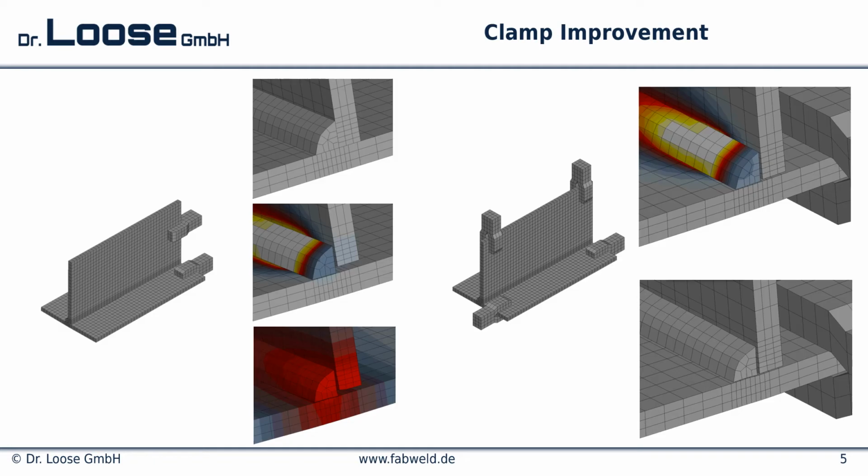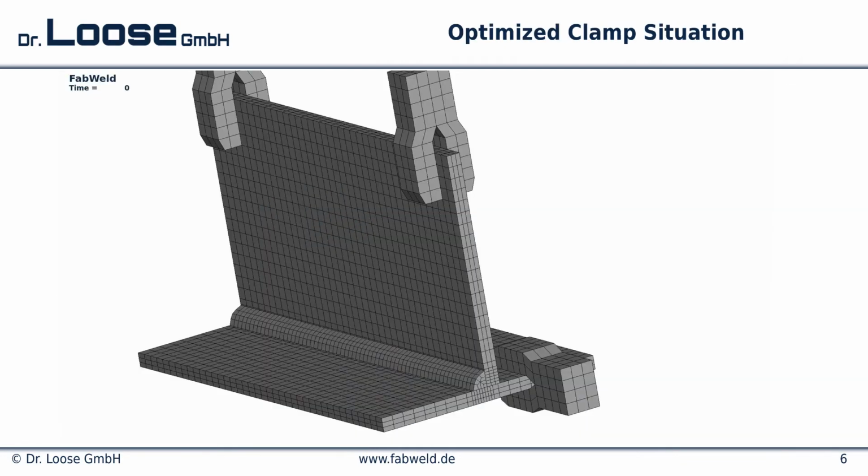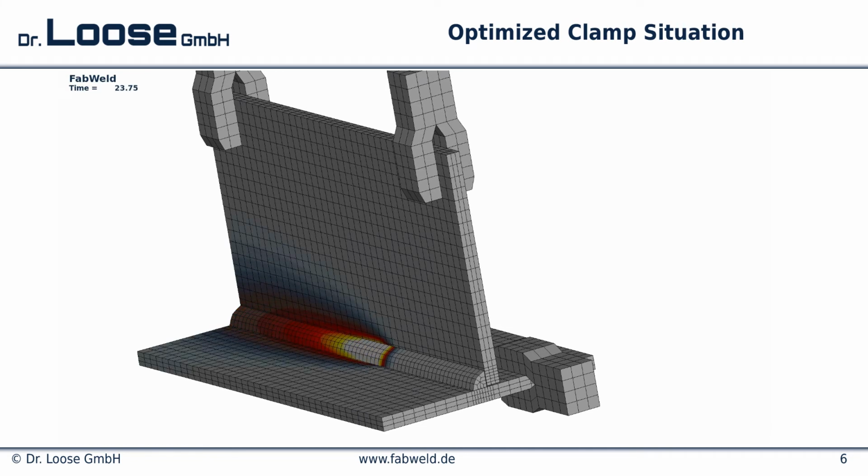Now we improve the clamping situation by inserting additional clamps at the end of the component and moving the clamp of the stiffener from the lateral position to the top position. The base plate can now only move slightly away from the stiffener. The gap is clearly minimized. Let us consider here the improved clamping situation in the animation.